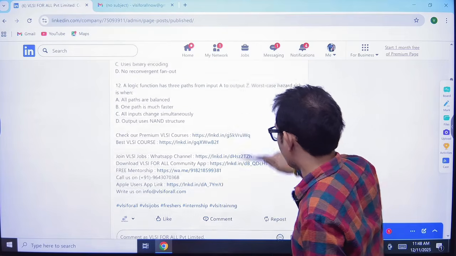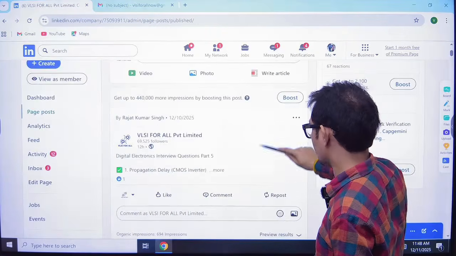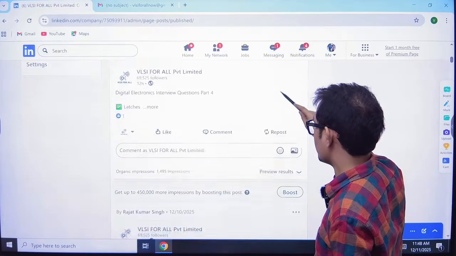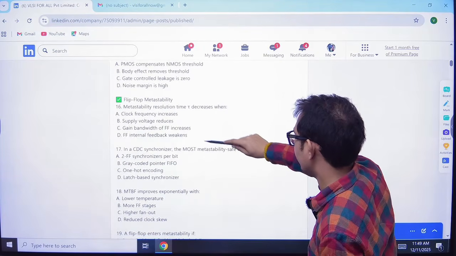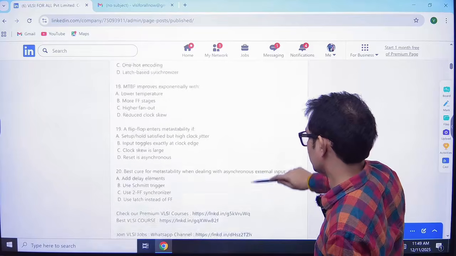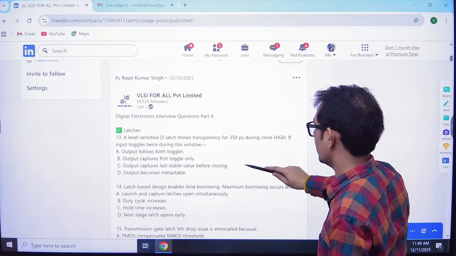So going to the part number 4. Part number 4, we have the latches. Okay, and then we have the metastability. After that, we have the last part, the 5th.